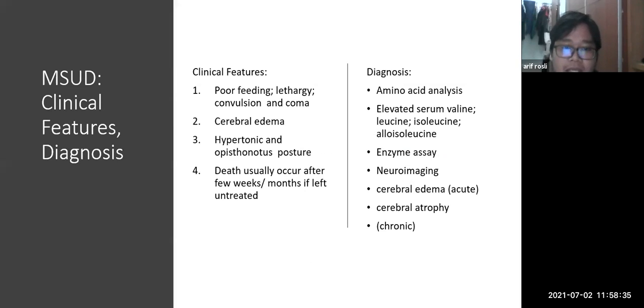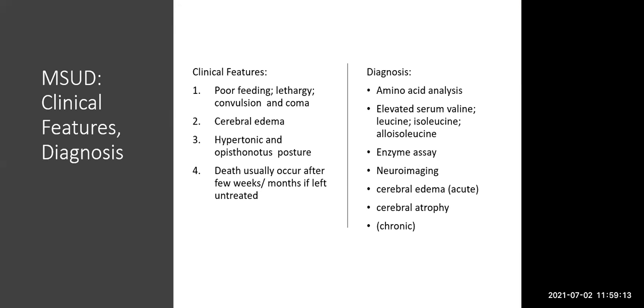Next, usually will come with clinical features of poor feeding, lethargy, convulsion, and coma, cerebral edema, hypertonia, and opisthotonus posture. This one is the one that is macam C-shape tu yang. Okay, and then death usually occurs after weeks or months if untreated. Diagnosis is usually by amino acid analysis, elevated serum branched chain amino acid, enzyme assay, neuroimaging for cerebral edema in acute setting or cerebral atrophy in chronic.